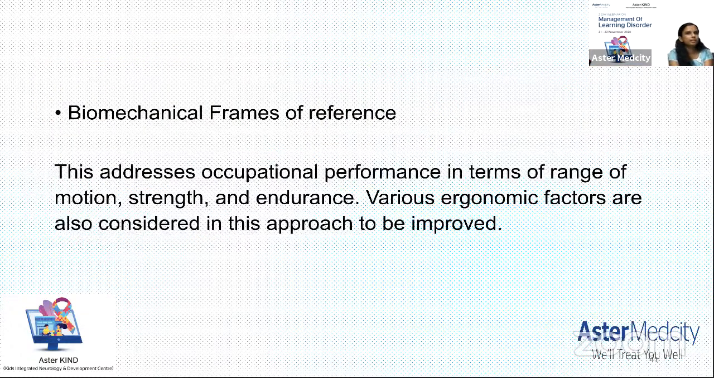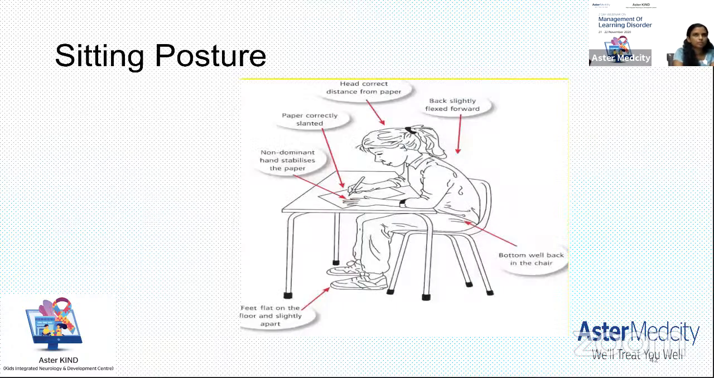Next is biomechanical frame of reference. So this addresses occupational performance in terms of range of motion, strength, and endurance. And various ergonomic factors are also considered in the approach to be improved. So the first thing is sitting posture. Although standing and lying prone may be encouraged as alternative writing positions, students spend most of their time in the school day seated at the desk. So the student's seating position while in the classroom must be addressed immediately.